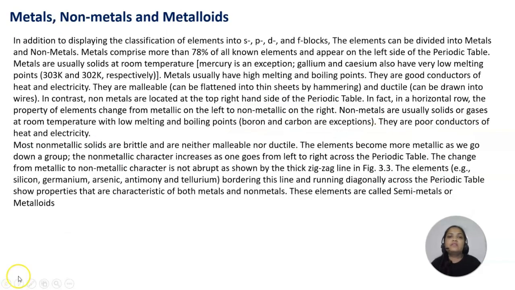Apart from this, you might have seen we have classified the elements into s, p, d, f, but the elements can also be divided into metals and non-metals. Metals are mainly on the left side of the periodic table, as you can see in the S block. Metals are usually solids at room temperature except mercury. Gallium and cesium are not liquid at room temperature, but again they can exist as liquids as well. Metals usually have high melting and boiling points, are good conductors, and are malleable. This we all have studied, right? Malleable, can be hammered into sheets, can be drawn into wires, meaning they are ductile.